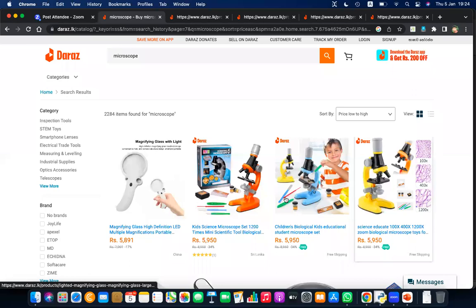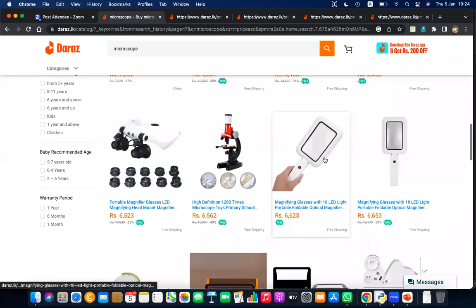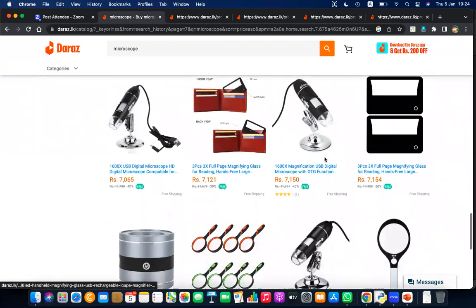So don't think about it, because there are orange color, green color, different color ones. But don't think much about that. Just buy it and you can do your work. You can try it.